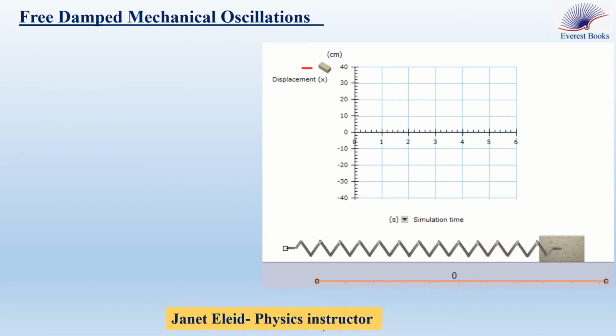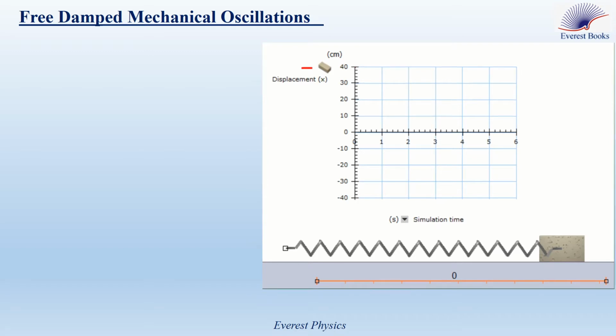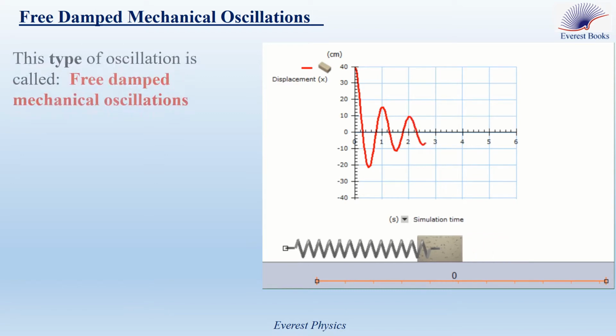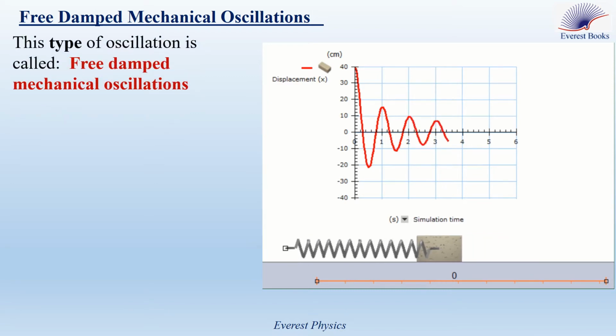Now let's start with the amplitude and the period of free damped mechanical oscillations of a horizontal elastic pendulum. Consider this spring block system. The block is shifted from its equilibrium position O and then it is released from rest. Observe the oscillations. This type of oscillations is called free damped mechanical oscillations.